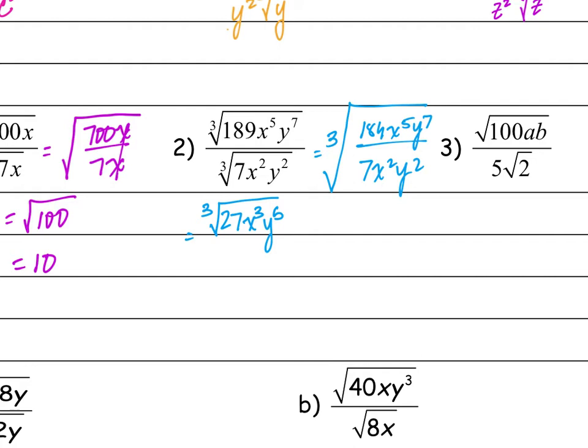I just took 189 divided by 7, that's 27. And then x to the 5th over x squared is x cubed, right? Because there's 5 on top and 2 on bottom. So if I simplify, there'll be 3 left on top. Same with this, there's 7 on top and 2 on bottom. So there'd be 5 left on top, 5 y's left on top, yeah? Okay, now I'm going to do the cubed root. So the cubed root of 27 is 3. The cubed root of x cubed is x. The cubed root of y to the 5th is just one group of 3 y's. And then the cubed root of y squared, because there's 2 y's left over.